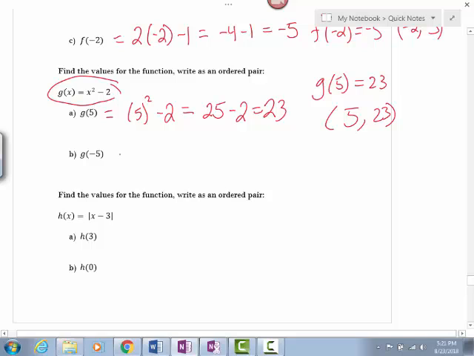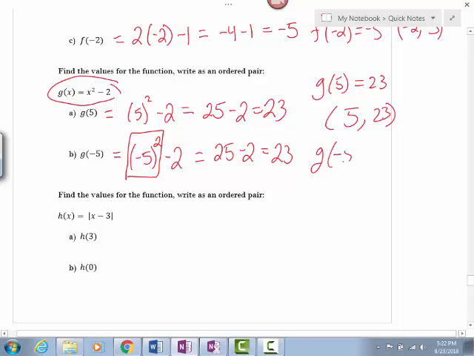Now we'll do the same thing for negative 5. So I'm going to put negative 5 in parentheses, minus 2. Now remember, negative 5 in parentheses squared means negative 5 times another negative 5. That's still a positive 25. Okay. And so now, let me write my pair back over here. So now that's just telling me that g of negative 5 equals 23. And again, as a pair, negative 5, comma, 23. Okay.